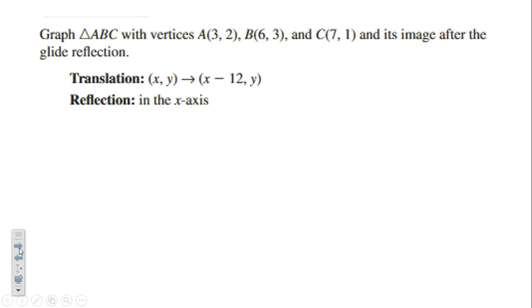We're going to perform a glide reflection here. So I want you to translate it. What does it mean when we say translate the ordered pair x, y to x minus 12, y? Move it 12 to the left. So take every point on triangle ABC and move it 12 to the left. Take your whole triangle, each of those points, and move them 12 to the left. Label them A prime, B prime, and C prime.